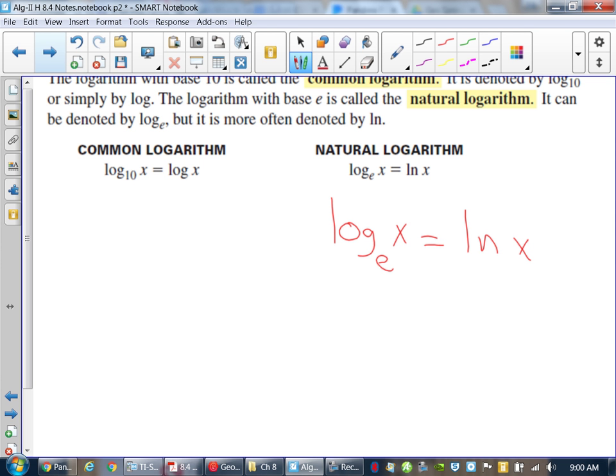Log base e. We don't write log base e because that takes too long. They've simplified it to write ln because that stands for natural log.